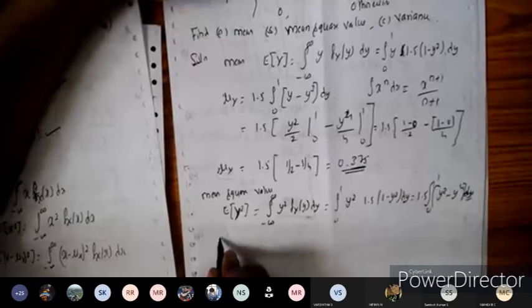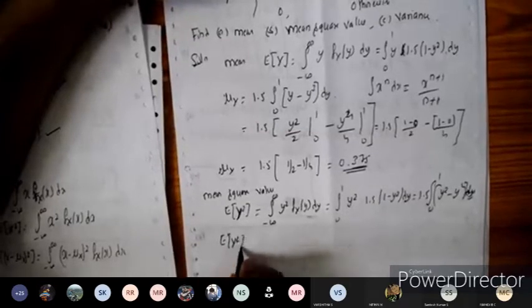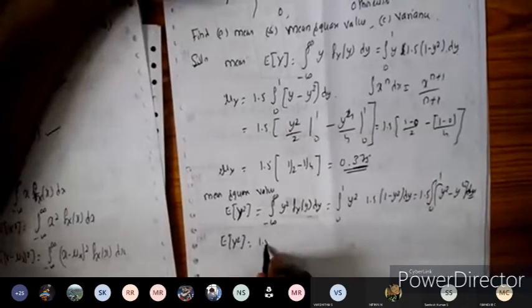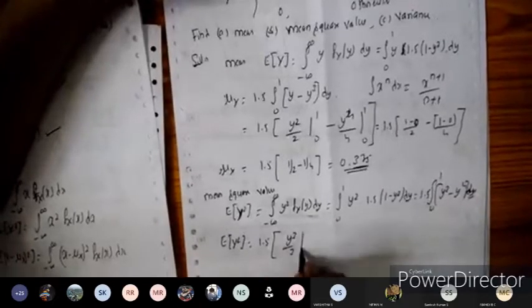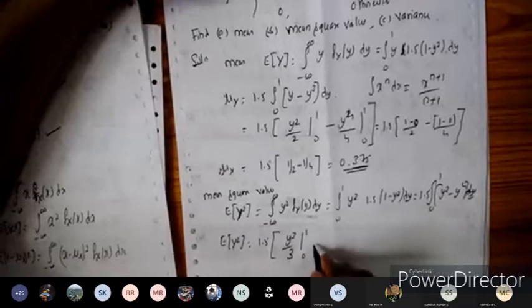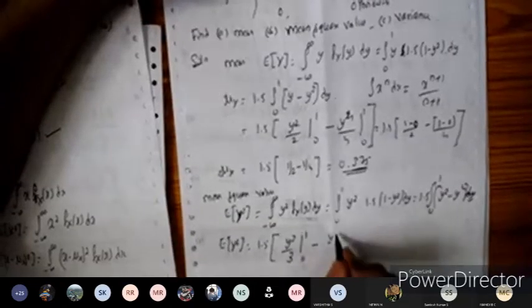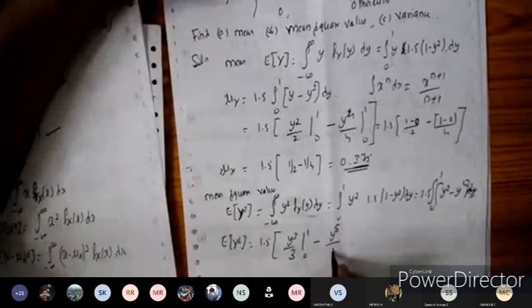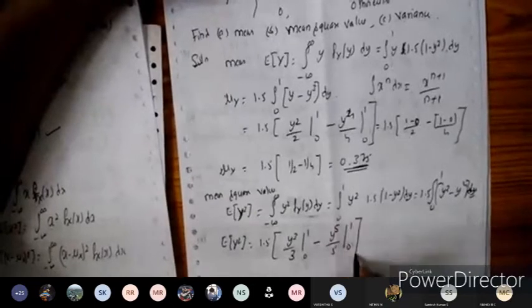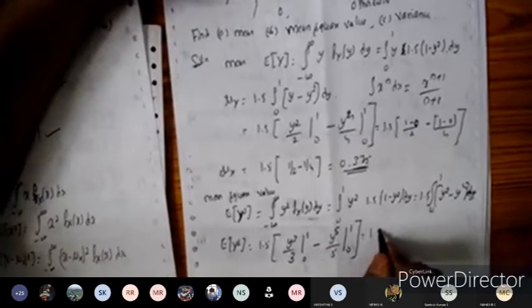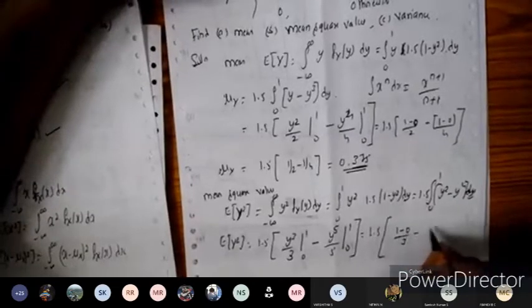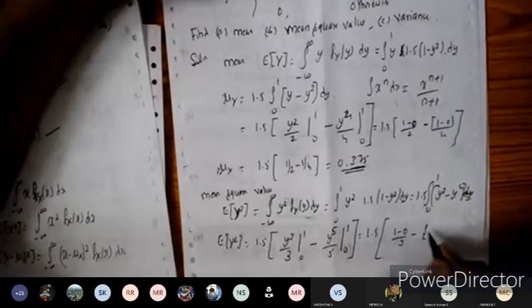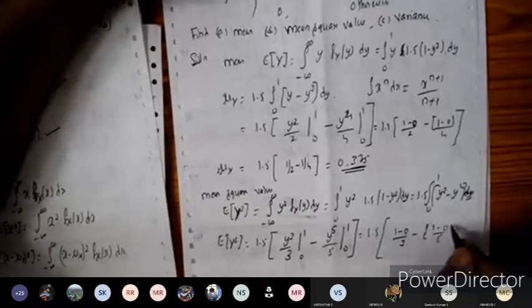So do integrate. Expected value of y squared is 1.5 times the integration of y squared, which is y cubed divided by 3, the limit from 0 to 1, minus the integration of y to the power of 4, which is y to the power of 5 divided by 5, the limit 0 to 1. So find the values: 1 minus 0 divided by 3, minus 1 minus 0 divided by 5.